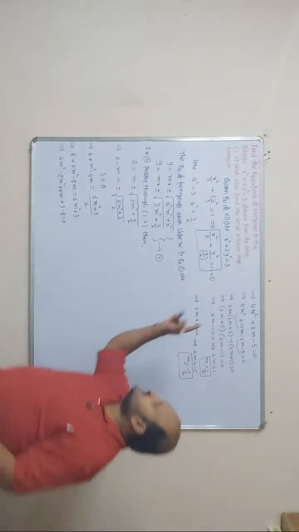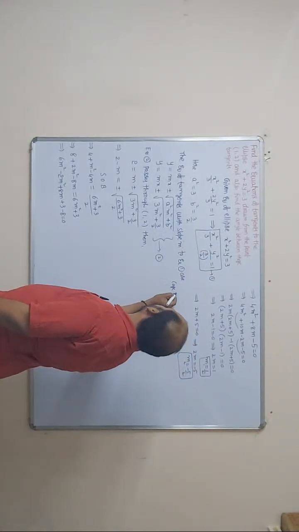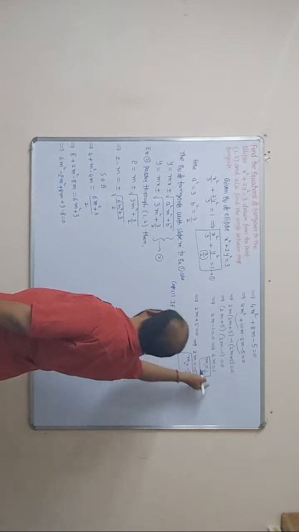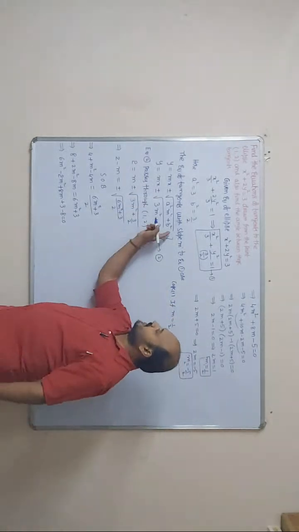So the first tangent, they are asking to find. Now for the first tangent, calculate case 1, case 2. If m equal to 1 by 2, the first case of m, substitute in this equation.